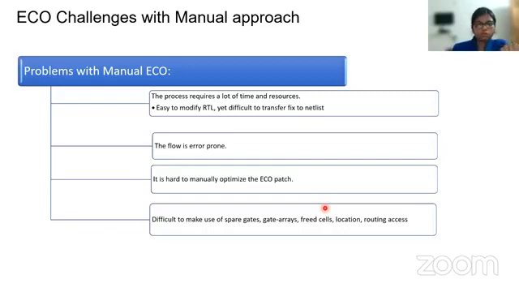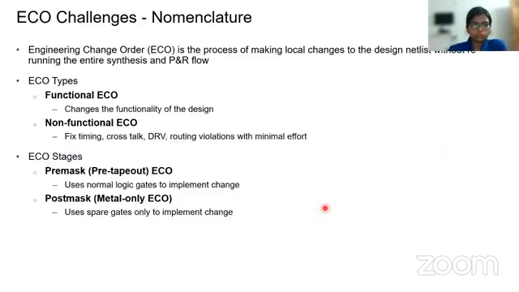Okay, so that's all about the manual ECO approach. Let's go through the nomenclature. This is my last slide for today. As we talked about, engineering change order, or ECO, is the process of making local or small delta changes in the design netlist without rerunning the entire synthesis and place and route flow. Instead, we'll be making the change in RTL and going to an intermediate synthesis netlist. We'll not be going through the entire synthesis, just take a netlist, and then we'll be transferring the changes from the intermediate netlist to the place and route netlist. So that's how we do the ECO.